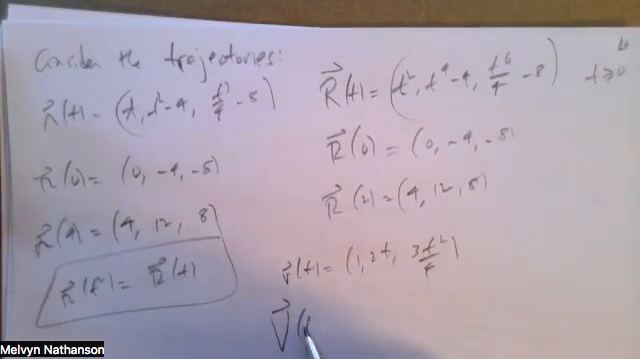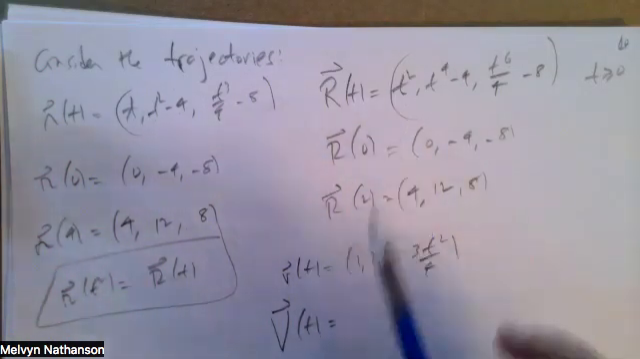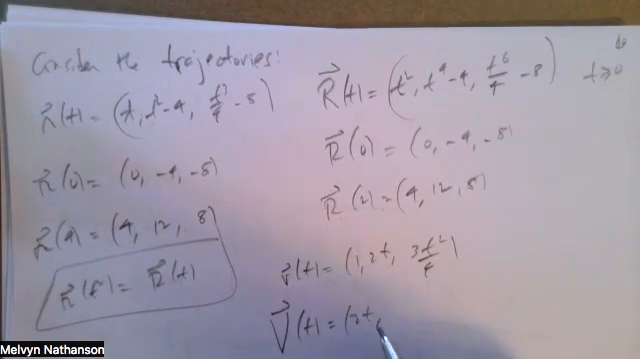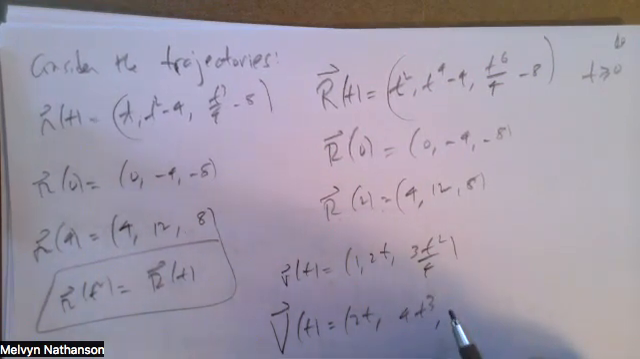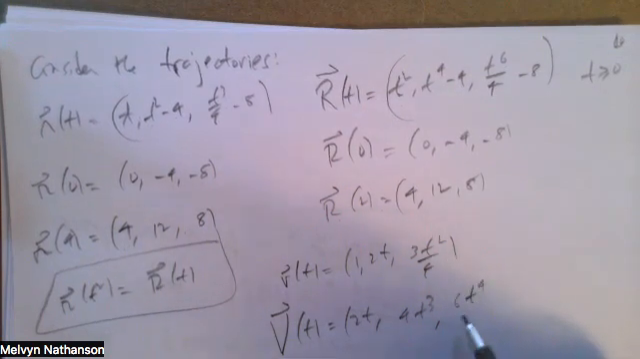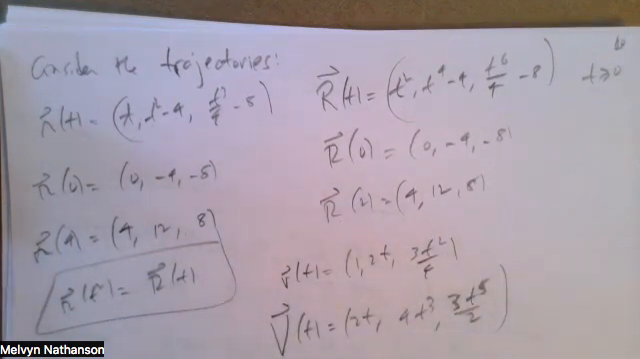For this function, I'll write that with a capital V for the velocity of the capital R of t function. When you differentiate with respect to t, you get 2t, 4t cubed, 6t to the 5th over 4, which is 3t to the 5th over 2. That's what it is.